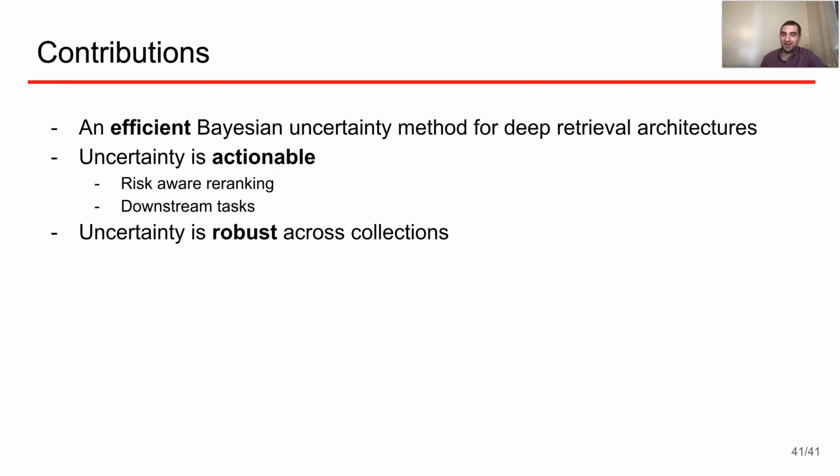So in conclusion, I want to go over our core contributions. The first is we present an efficient Bayesian uncertainty method for deep retrieval architectures, and that this uncertainty is actionable, which we demonstrate with risk-aware re-ranking and downstream tasks. And lastly is that it's able to robustly handle new collections.